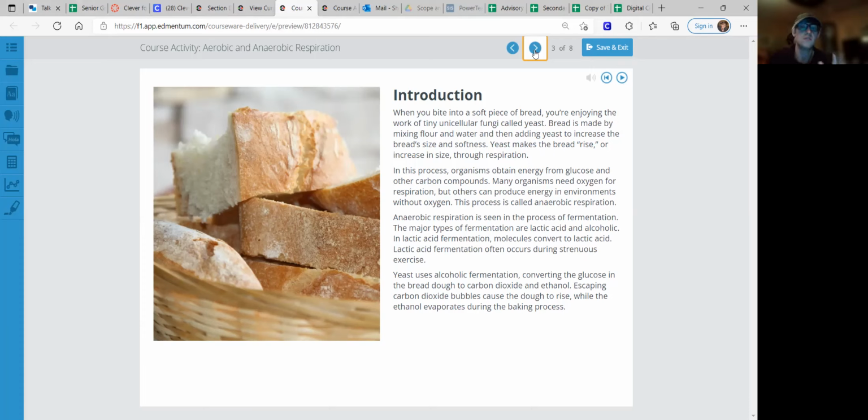Aerobic means with oxygen, anaerobic means without oxygen. And anaerobic respiration, where there is no oxygen, is seen in the process of fermentation. The major types of fermentation are lactic acid and alcoholic. In lactic acid fermentation, molecules convert to lactic acid. Lactic acid fermentation often occurs during strenuous exercise. So this is actually occurring inside your body.